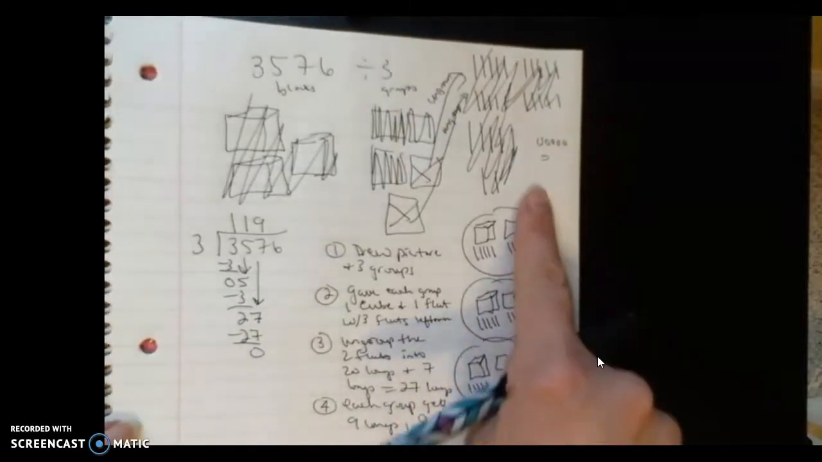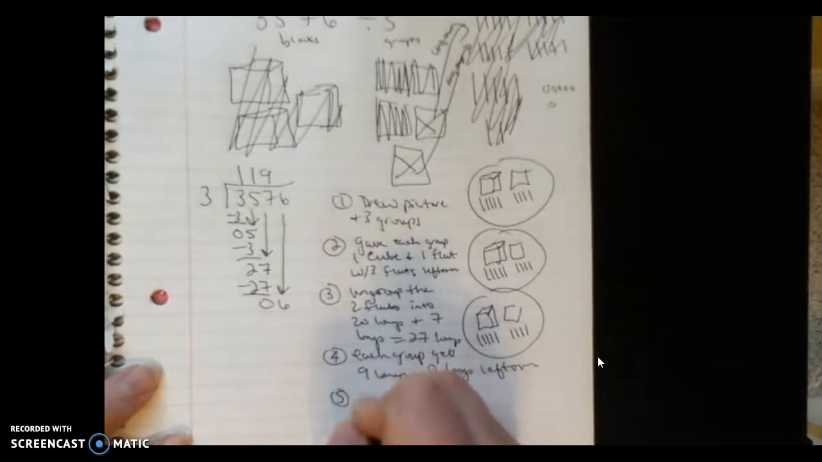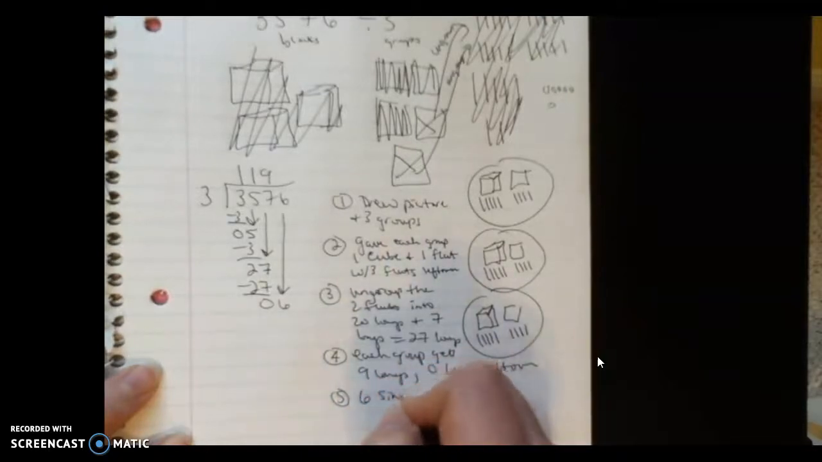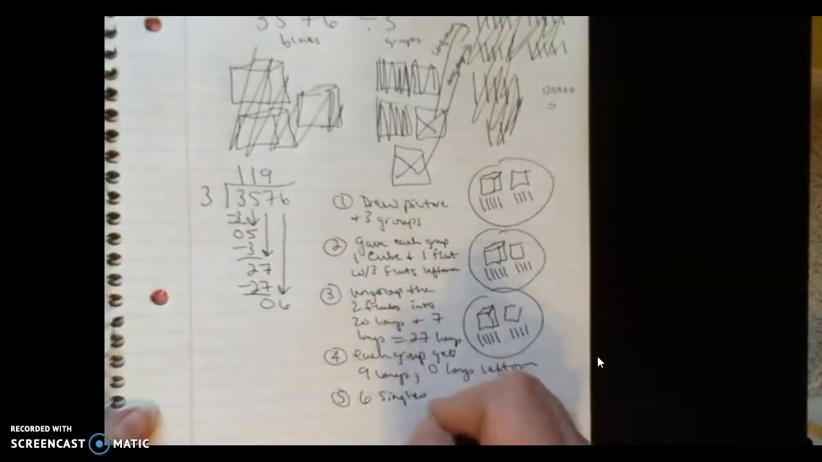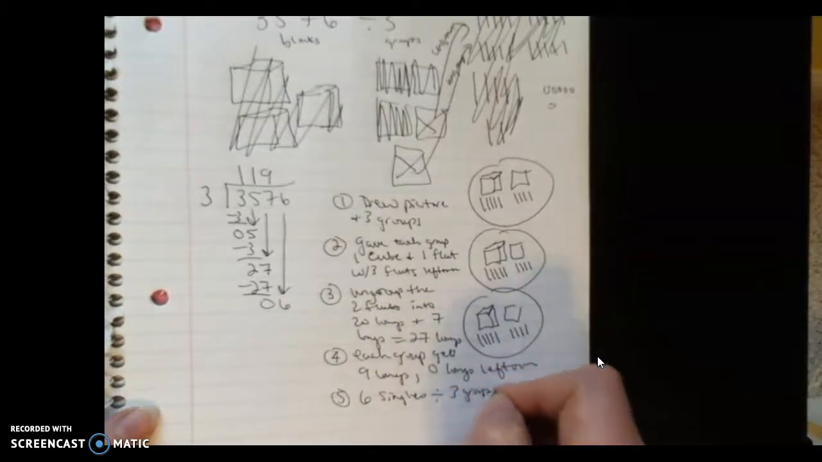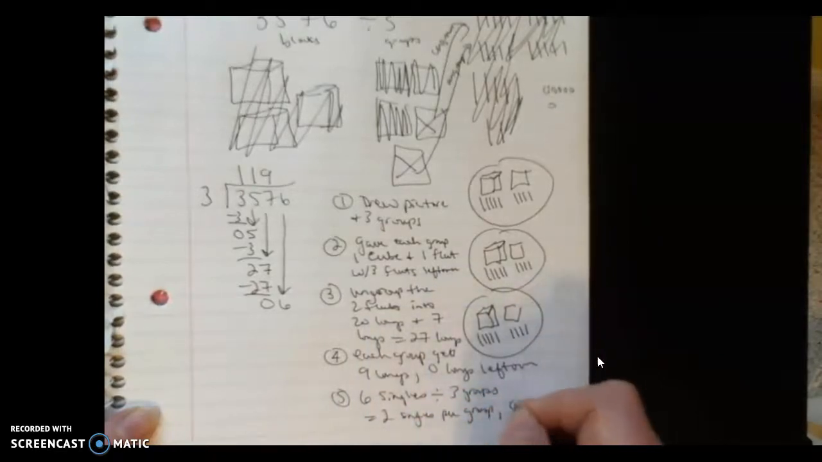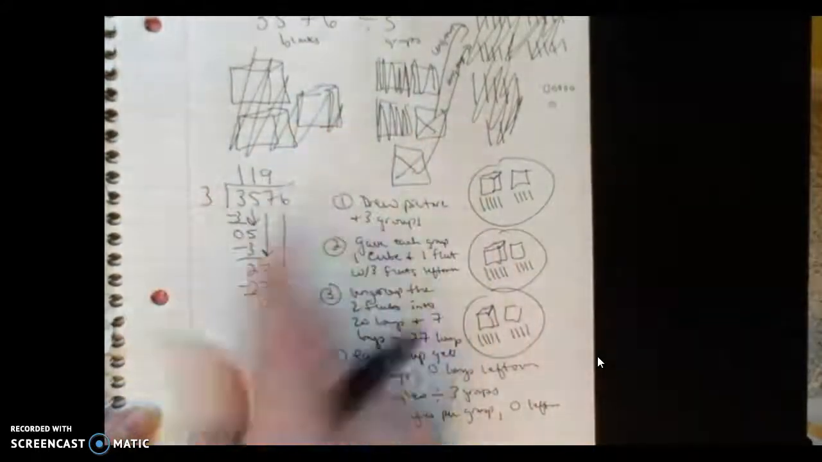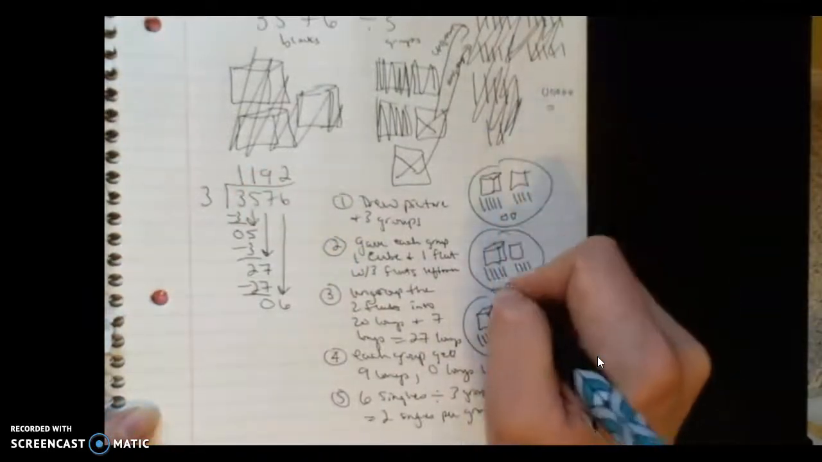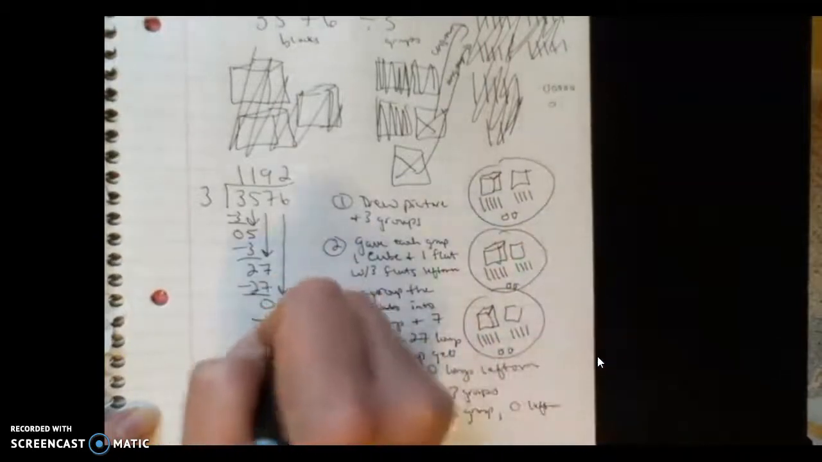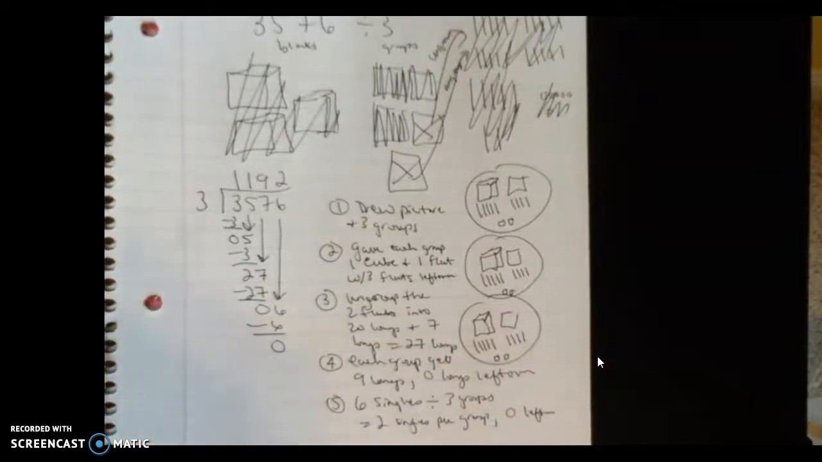Okay, now what? Okay, we're going to bring down our 6 singles. Okay, and again, if we have 6 singles and there are 3 groups, everybody can get 2 singles. So 6 singles divided by 3 groups equals 2 singles per group. And again, 0 left over. So 3 goes into 6 twice, but it's really 6 singles divided by 3 groups. Everybody gets 2, so I'm going to give everybody 2. Minus 6 is 0. There's none left over. These are gone. Okay, so that's kind of how you do long division.